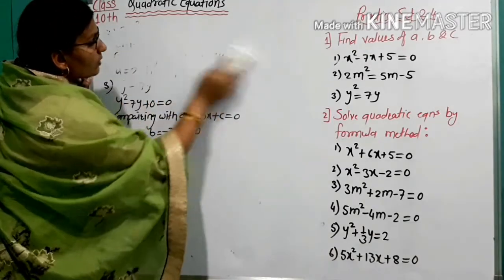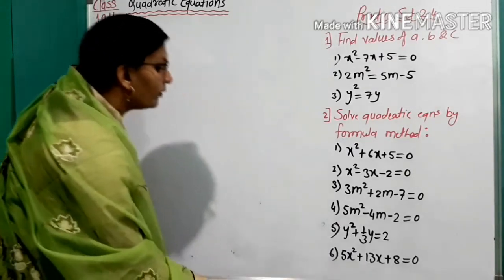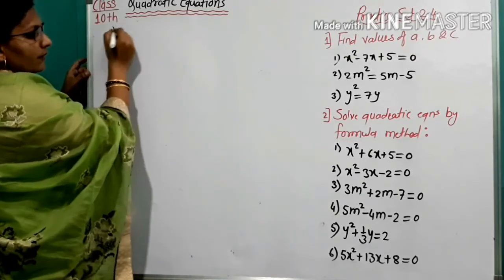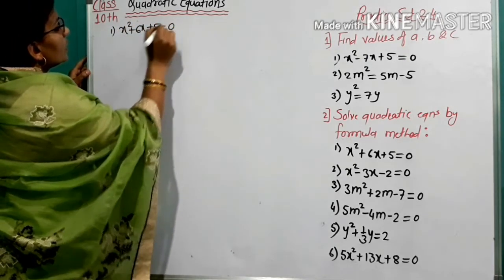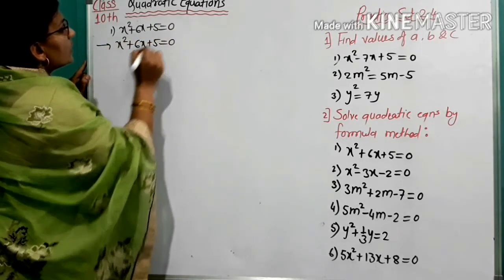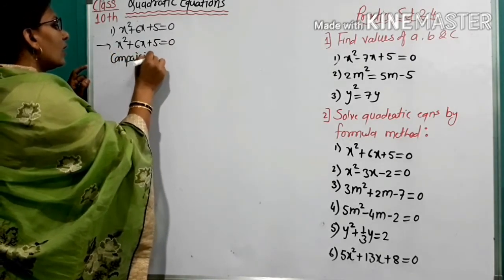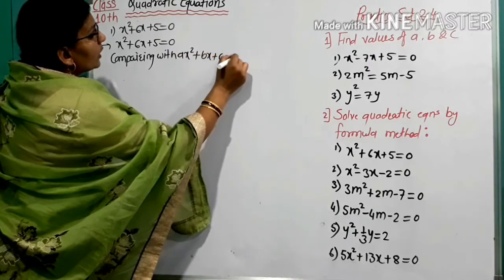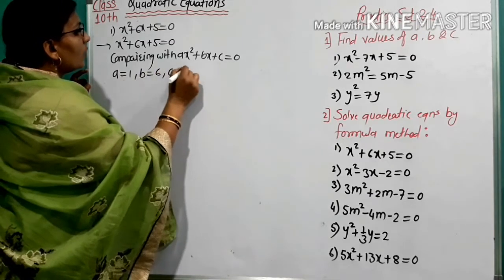Solve the quadratic equation by using the formula method. There are some 6 examples. I take one by one. First of all, example number 1. Example number 1 is x square plus 6x plus 5 equal to 0. Then comparing with ax square plus bx plus c equal to 0, we have a equal to 1, b equal to 6 and c equal to 5.